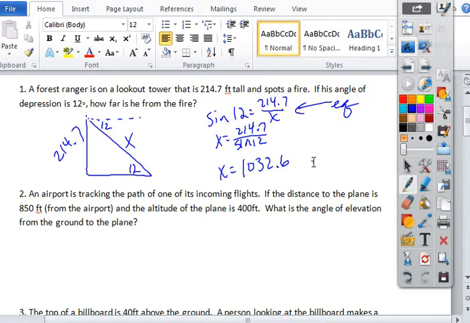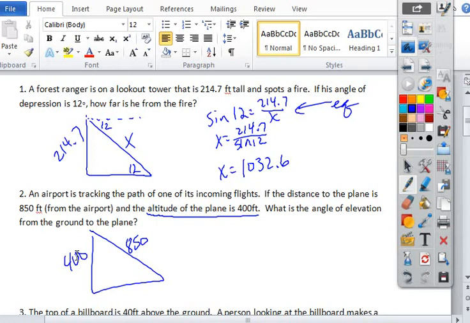All right, the second one here. An airport is tracking the path of one of its incoming flights. The distance to the plane is 850 feet from the airport. Or from the ground? From the ground. I think I must have changed it on that. But here's the airport, the ground that it's going to, and there's the plane up there, it's 850 feet in between those. And the reason I know it's that is this right here. The altitude means height. If it says altitude, that's automatic. It's got to go on the height part.